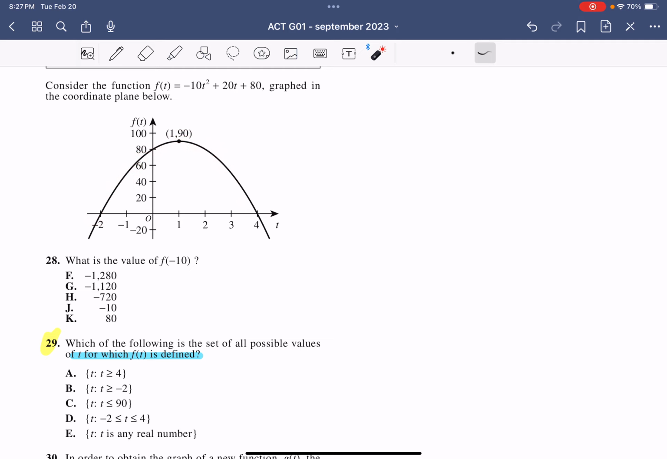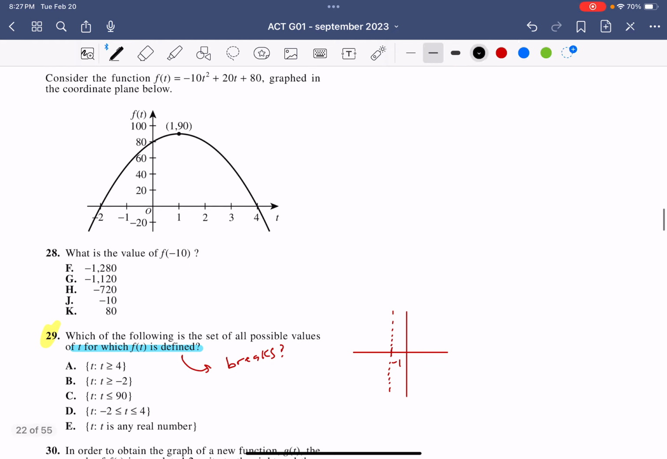And when it's saying where is it defined, what it's really saying is, are there any breaks in the graph? So what can a break look like in a graph? If I were to give you an XY plane, and let's say, I'm just going to make this up, this is -1, and there's some kind of asymptote, which is like a force field, an invisible line you can't cross. And let's just pretend the graph looked like this.